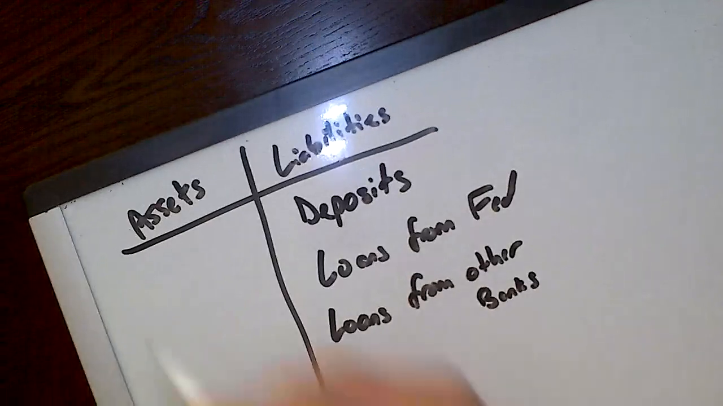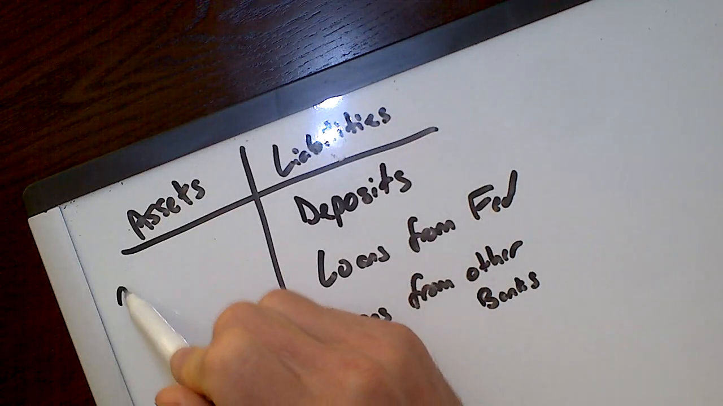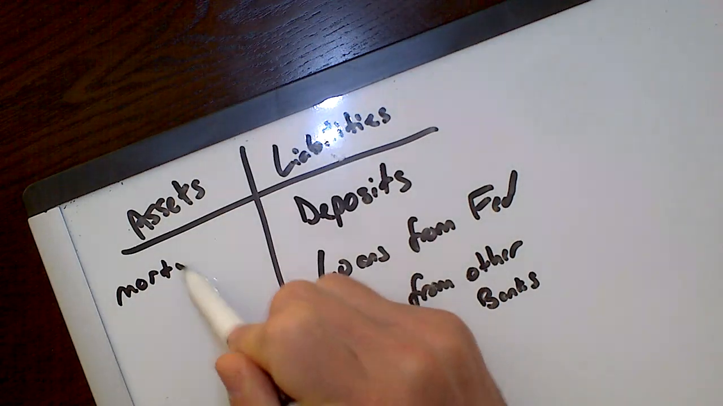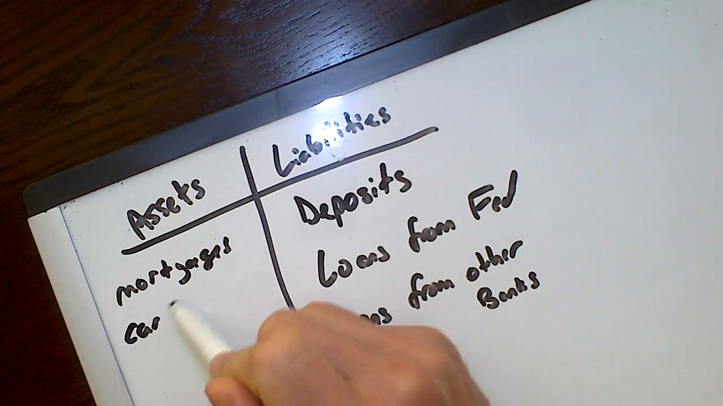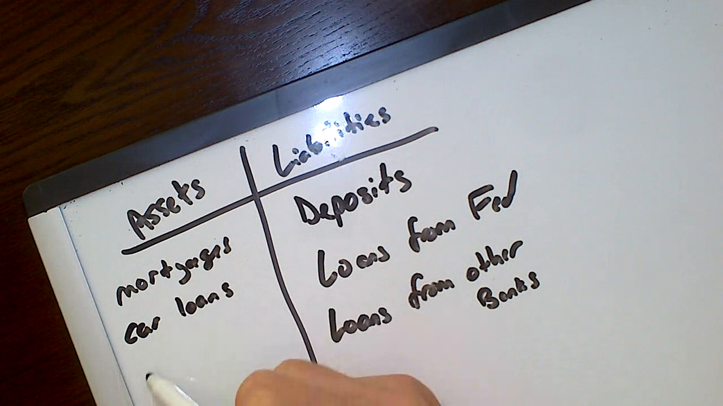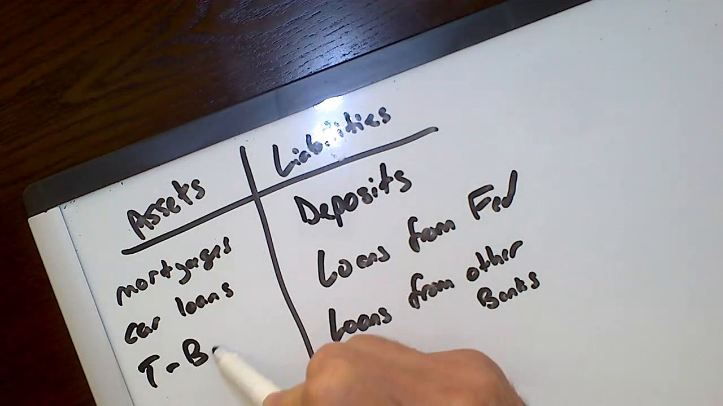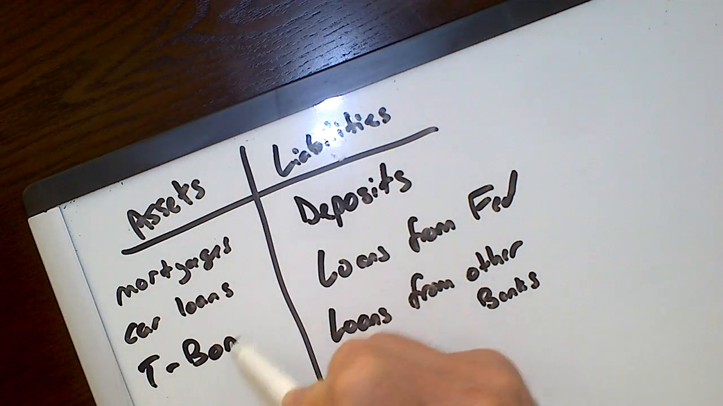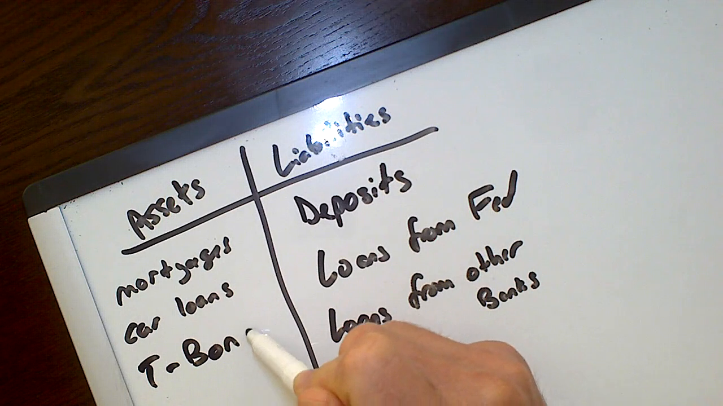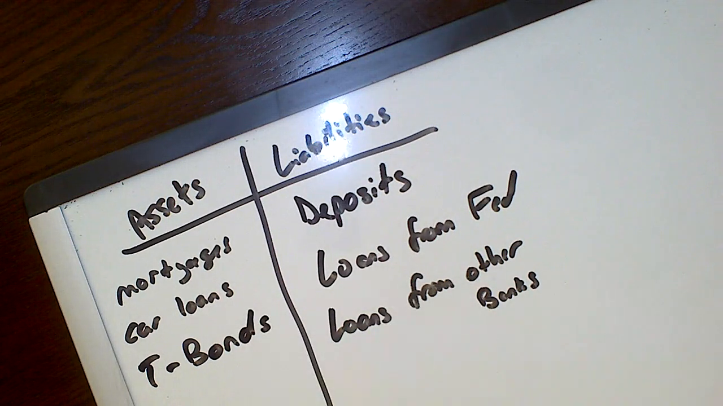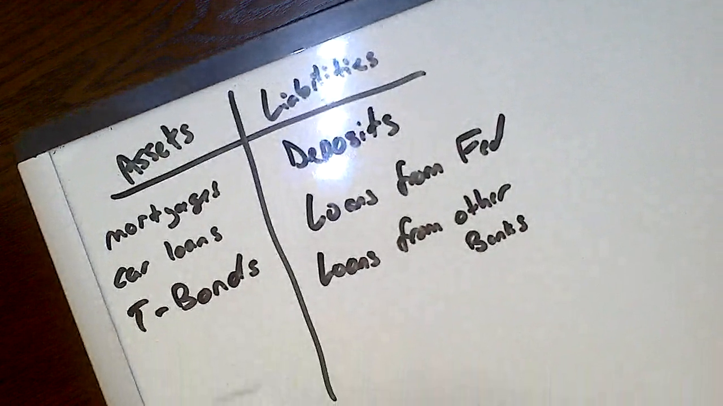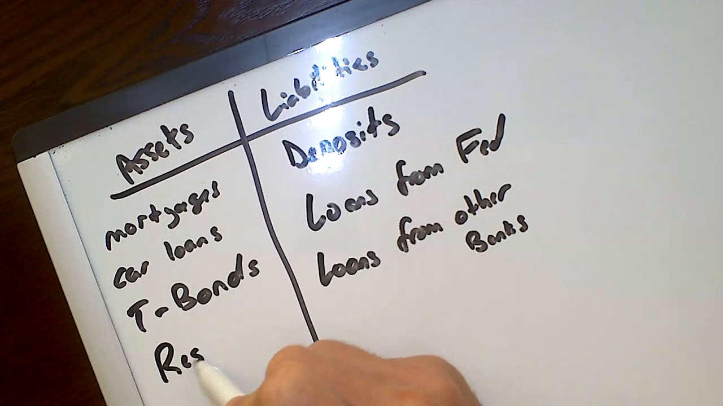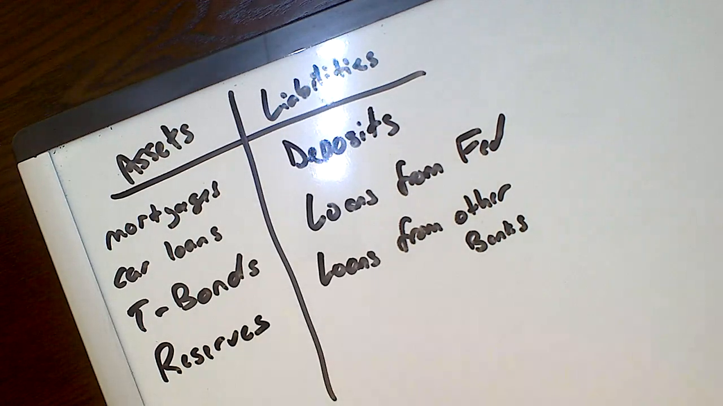Meanwhile, the assets would be mortgages, car loans, bonds. If it's our local town bank, there's a lot of regulations on what kinds of bonds they might buy. So T-bonds, that is treasury bonds from our government, might be the most commonly held bonds, and reserves. Something like this.